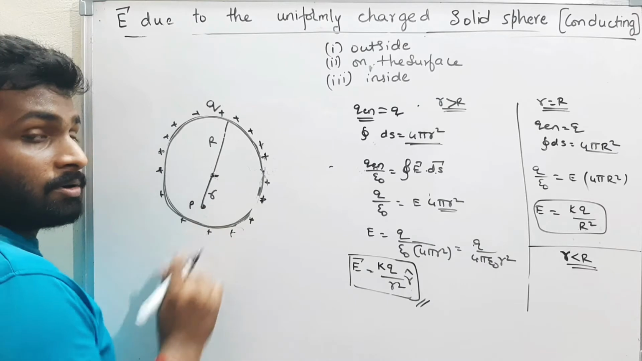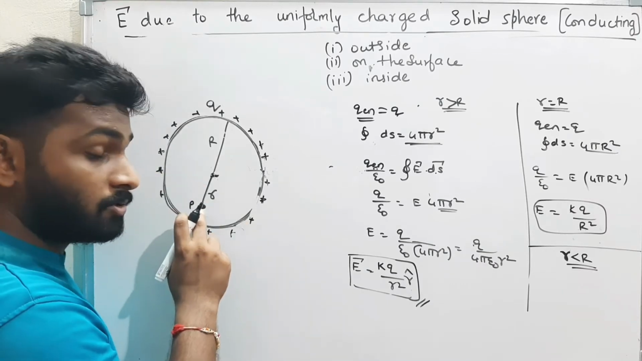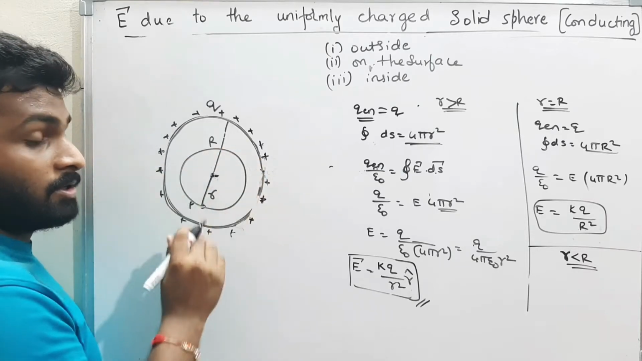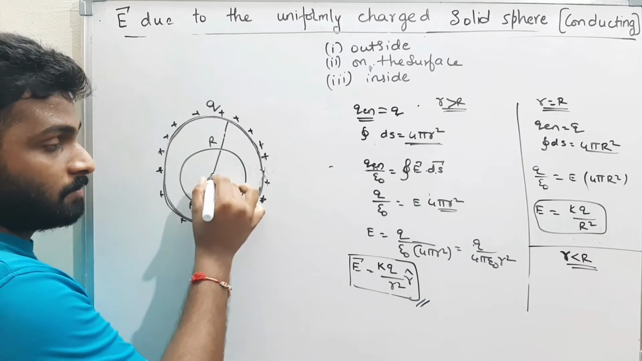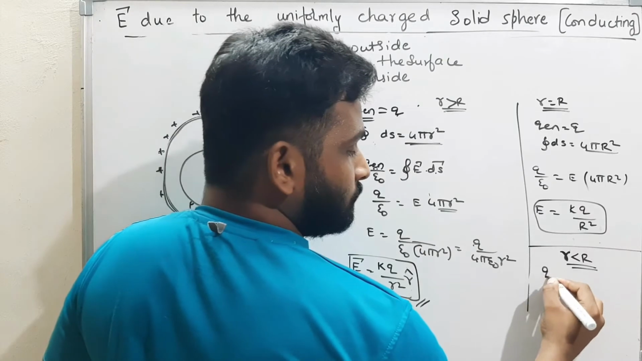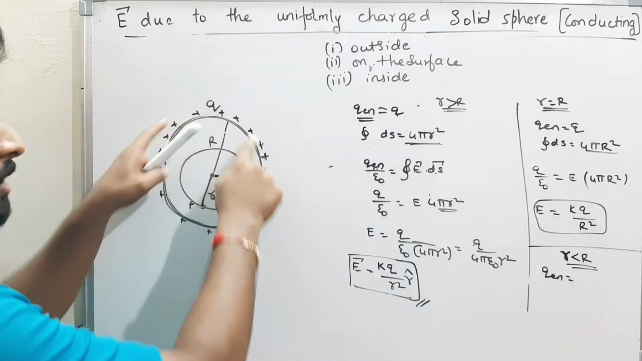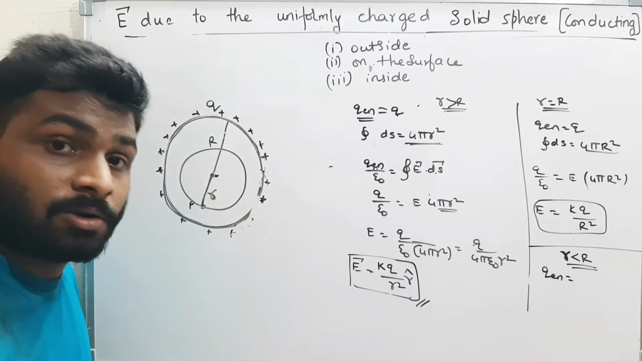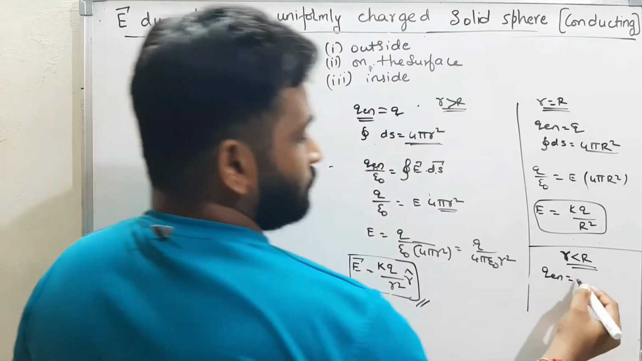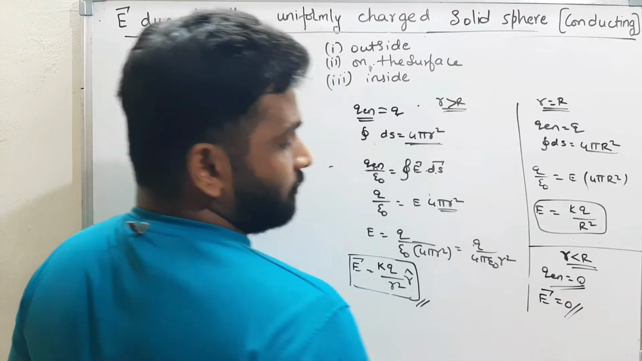Okay. Now what is the Gaussian surface? I have to assume a Gaussian surface in such a way that this point is on the Gaussian surface, like this, a spherical surface of radius small r. What is the charge enclosed? It is a conductor. Conductor means the charge will be only on the surface. Inside the charge is 0. What is the charge present in this Gaussian surface? The charge is 0. If the charge is 0, what is the electric field? The electric field is 0.